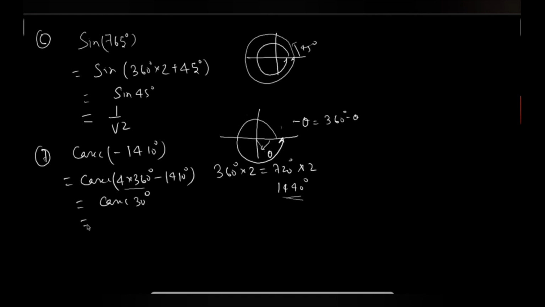Now cosec 30 degree is what? 1 upon sin 30 degree. If you remember cosec 30 degree directly, that is fine. If you don't, then you can do this as well. This will be 2, right?